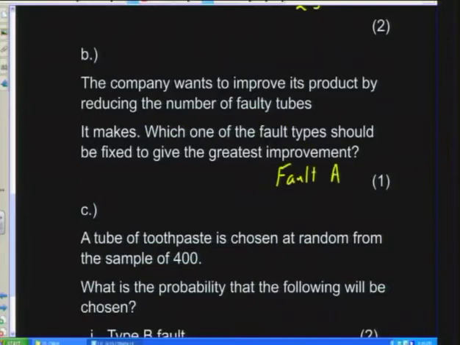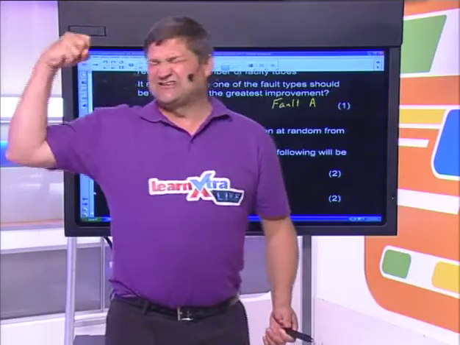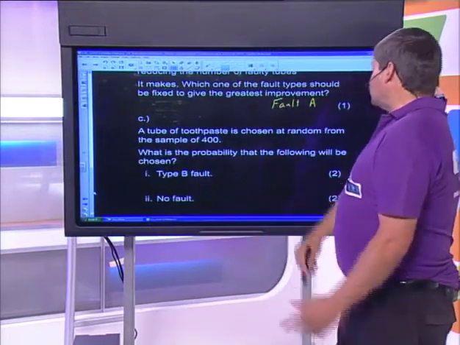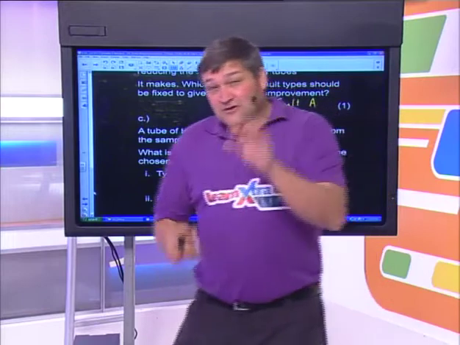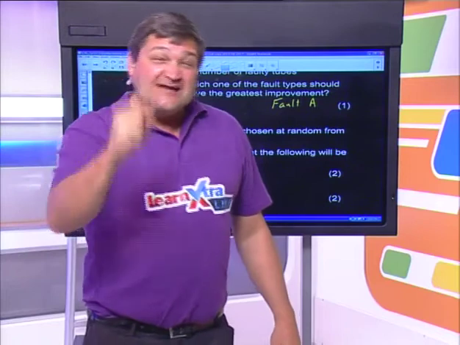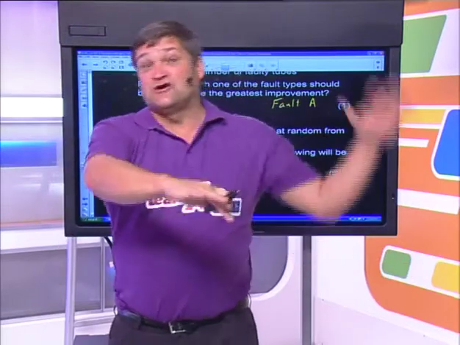Next one. A tube of toothpaste is chosen at random from the sample of 400. Okay, so 400 toothpaste come past, we just grab one. Close our eyes, grab it. Okay. Now, what's the probability that the following will be chosen? Now, folk, look at this. From looking at bar graphs, we're focusing on bar graphs. Suddenly, there's a probability question that comes out of it. And that's the great thing about MathsLit, isn't it? That we can overlap all our different sections of work.